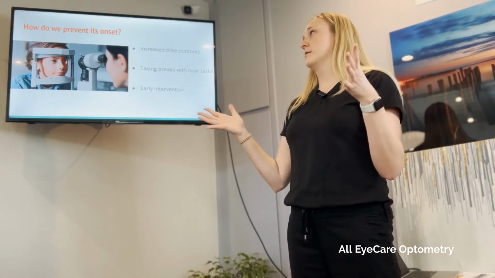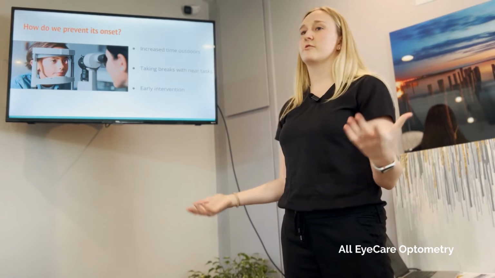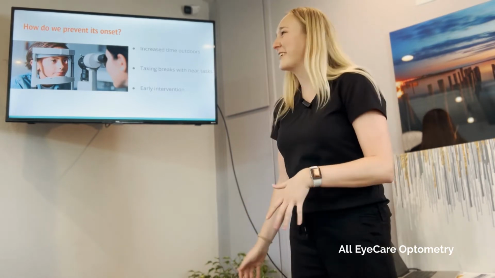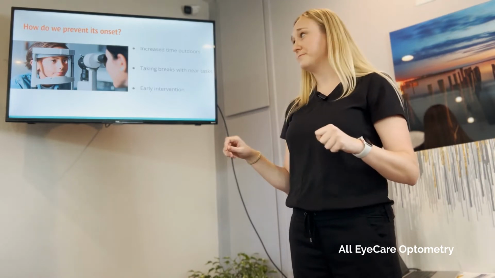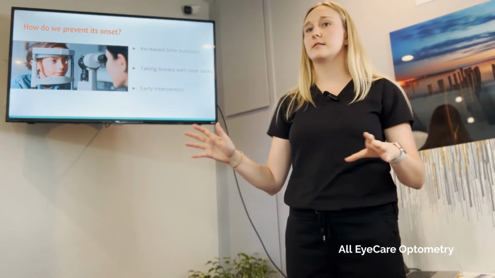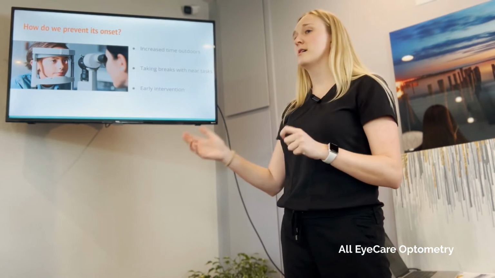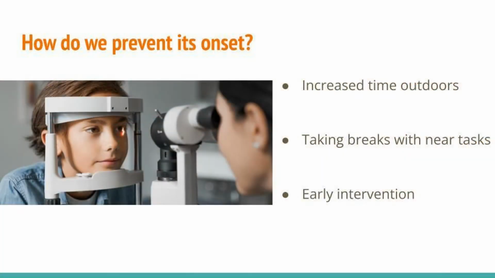Okay, so I've probably convinced you all that you don't want to have myopia if you don't need it, or if you don't have to. So how do we prevent it from onsetting in the first place? Research is showing that kids that spend more time outdoors, 2 hours plus per day, have less of a risk of developing myopia in the first place, so it can slow or prevent onset.